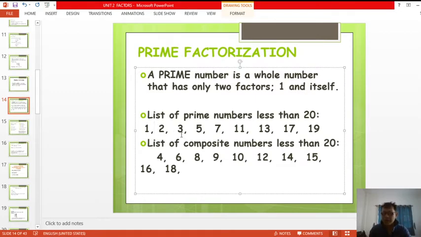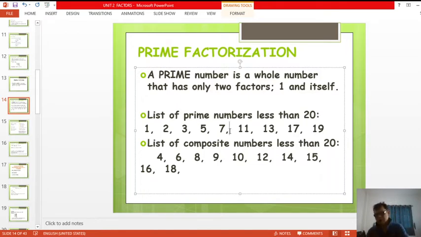How about 3? 3, again, times 1 becomes 3. And about 5, also the same. 5 times 1 is 5. And again, 7. There's no other factor except itself and 1. 7 times 1, and so on and so forth. Meaning, all these numbers are the same. There's no other factor aside from 1 here.